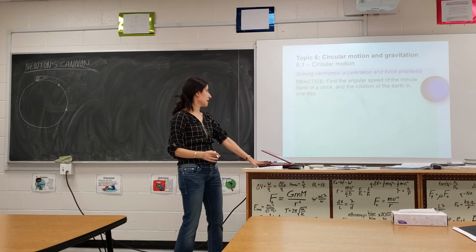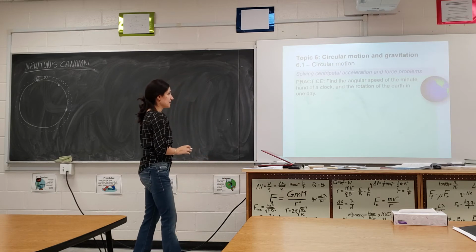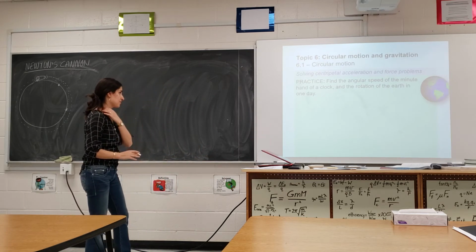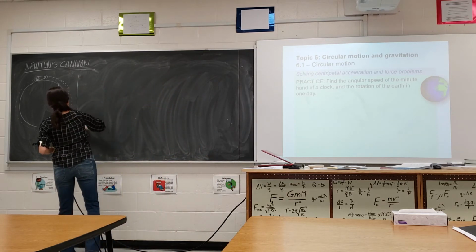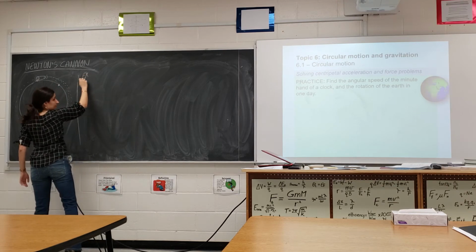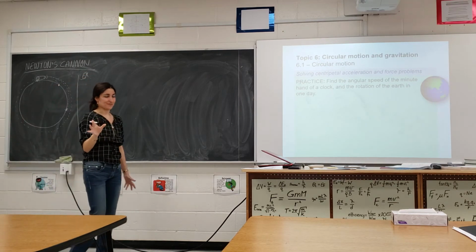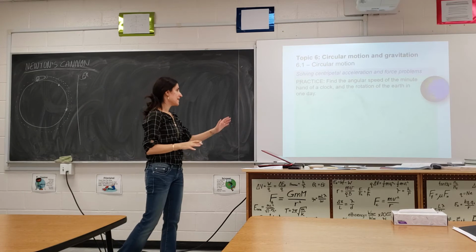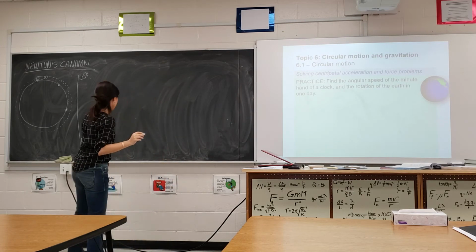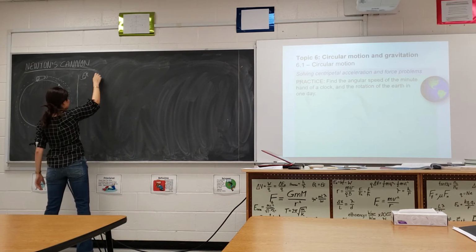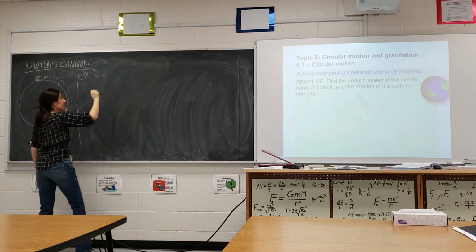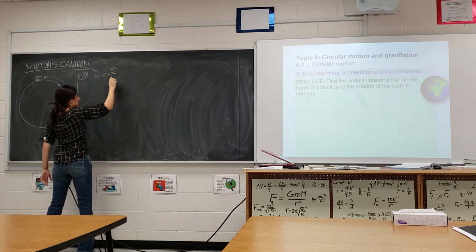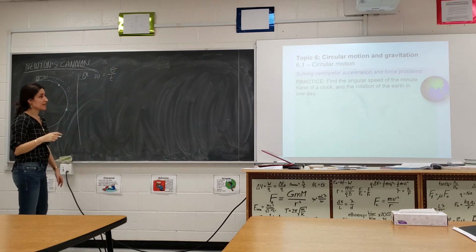Okay, moving on. Find the angular speed of the minute hand of a clock and the rotation of the Earth in 1 day. Two different things here, I know. There's a reason. We're going to compare these values. Angular speed of the minute hand. Okay, so we haven't talked about angular speed for a bit. That's omega. Omega is theta over t, angular displacement per unit time.